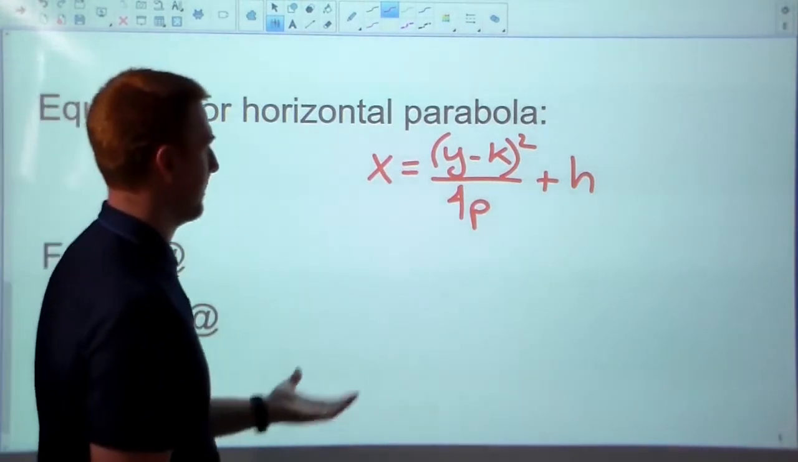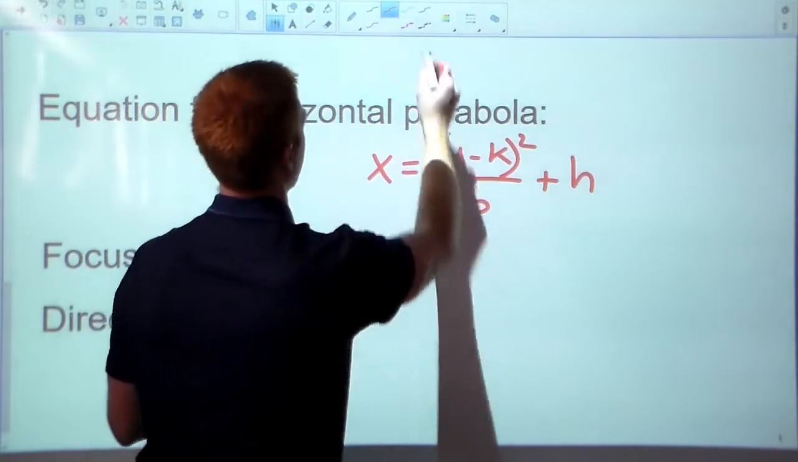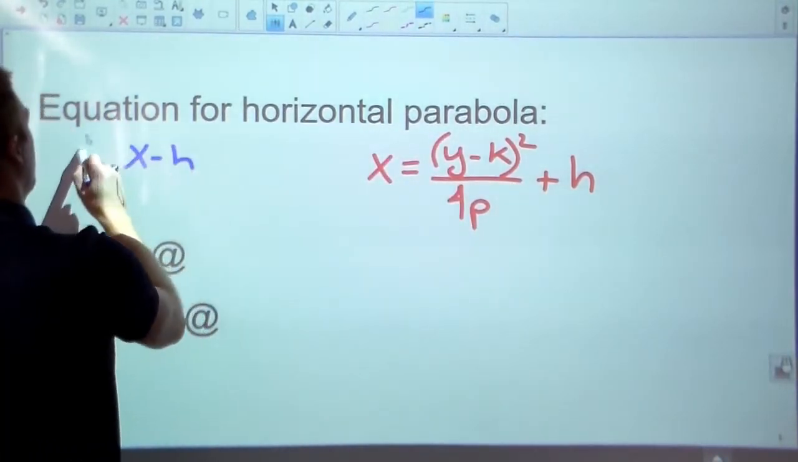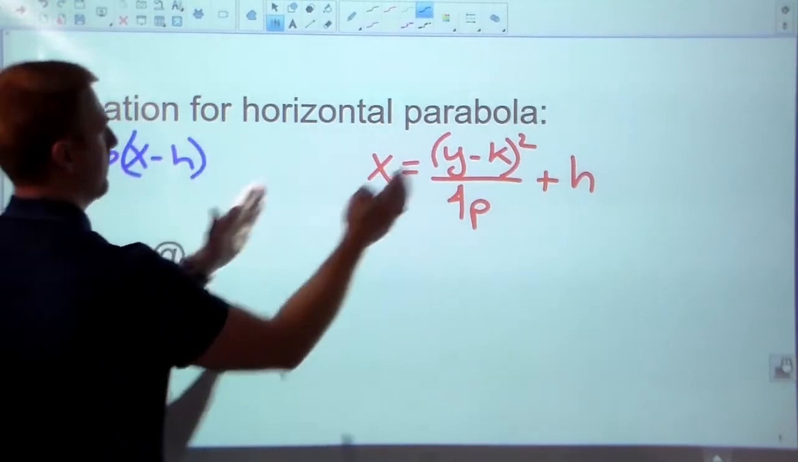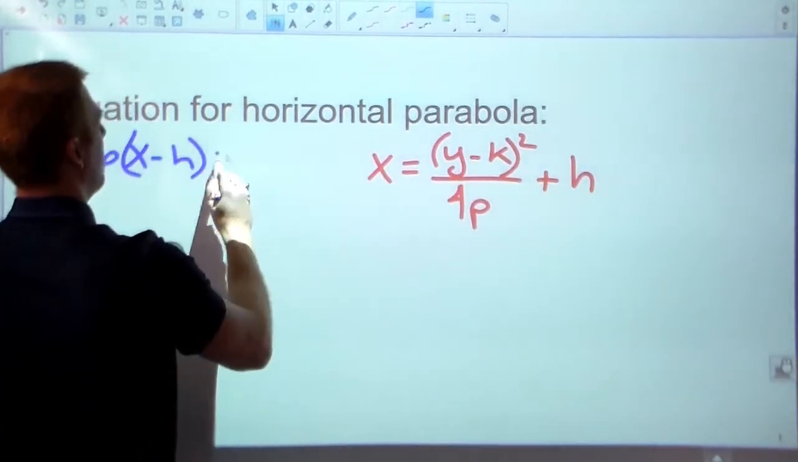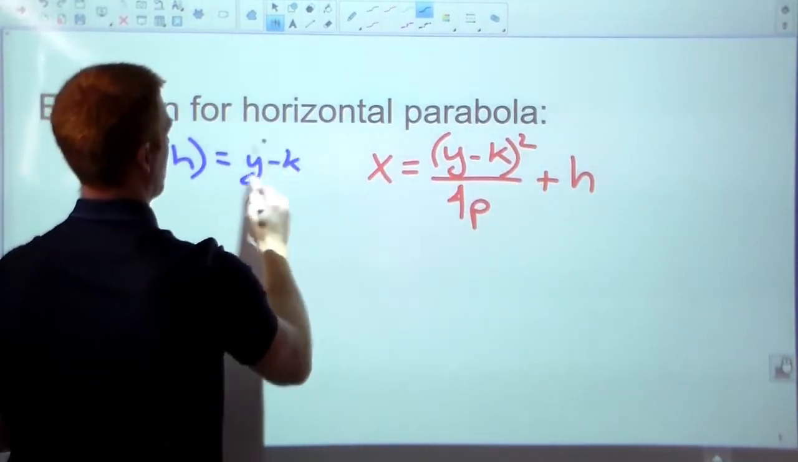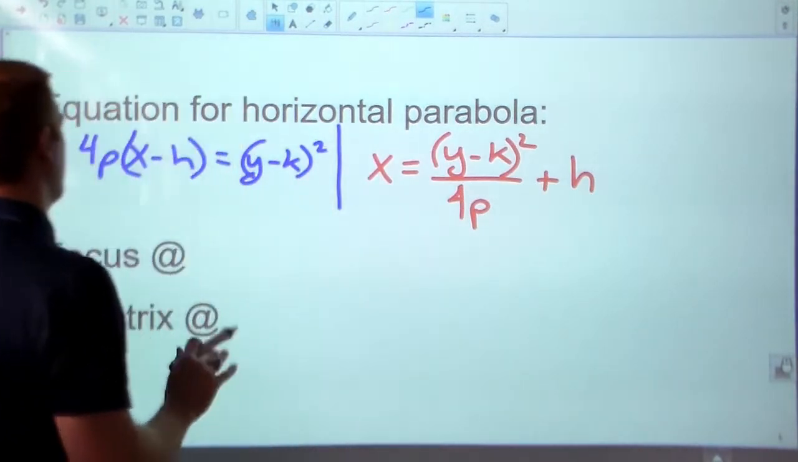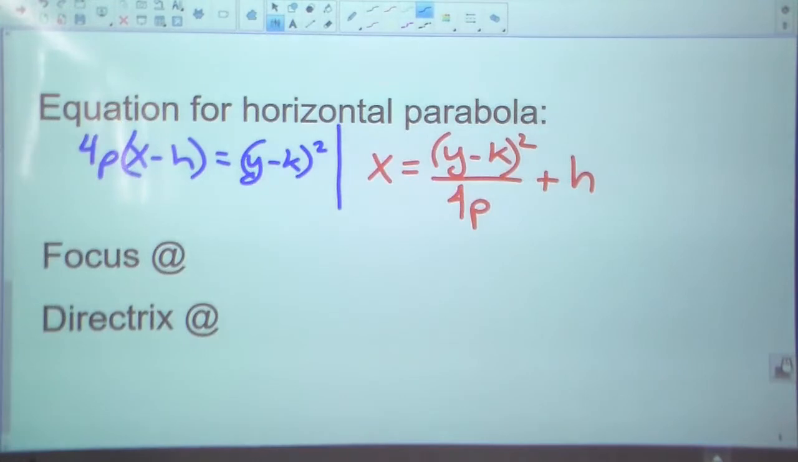The book also has this in an alternate way, let me go ahead and write that out. The book's alternate way to look at this is 4p times (x minus h) equals (y minus k) squared. So I'm fine either way, it doesn't really matter, but that is another way you'll see it.